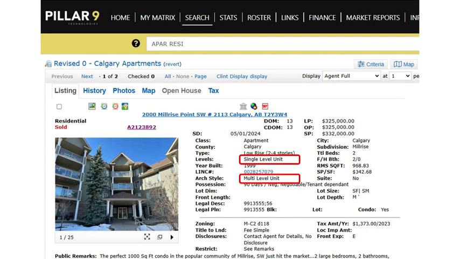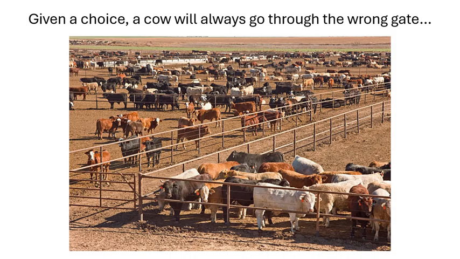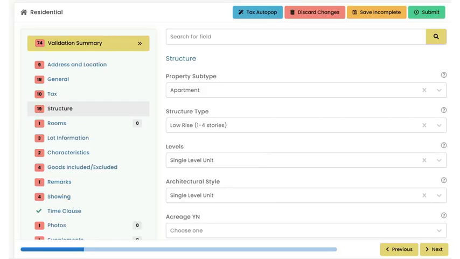When I see this sort of thing, what comes to my mind is a saying that my dad used to have. He said, given a choice, a cow will always go through the wrong gate. What he meant by that is if you've got some cattle in a pen and you want to get them into another pen, you open up a gate, one gate, and the cattle will go through. However, if you open up more than one gate, they're going to scatter everywhere and you're going to have a mess.